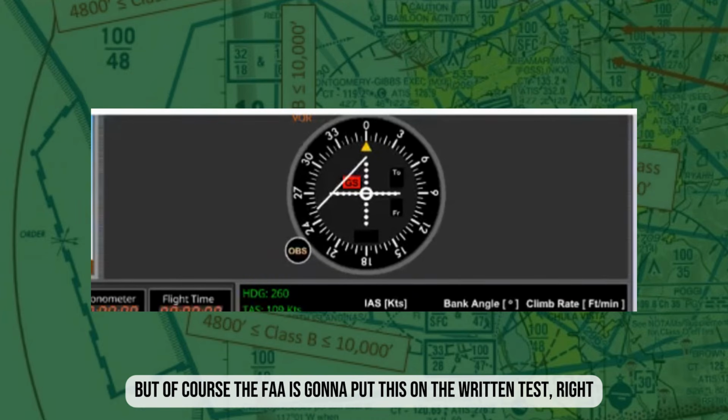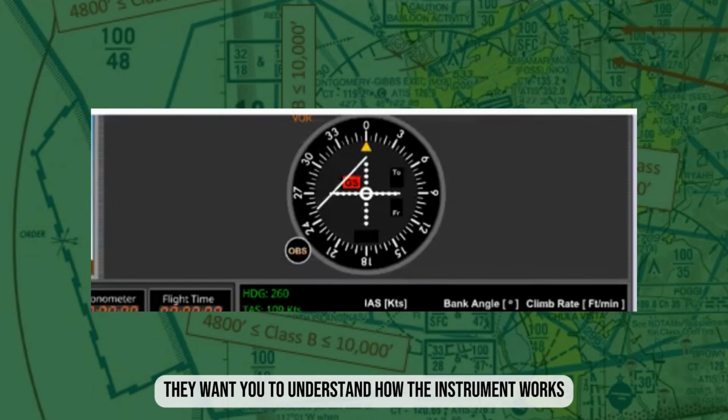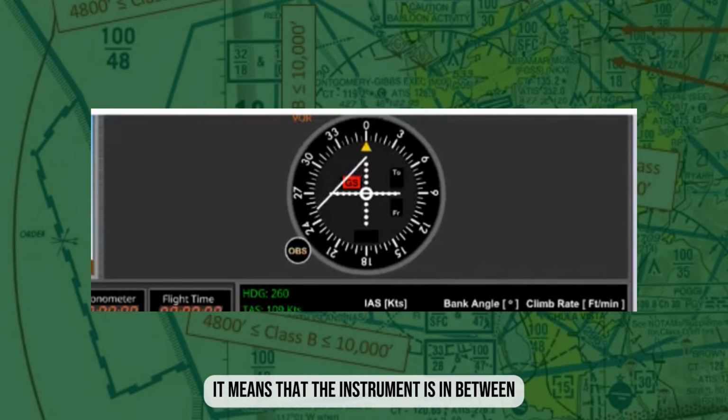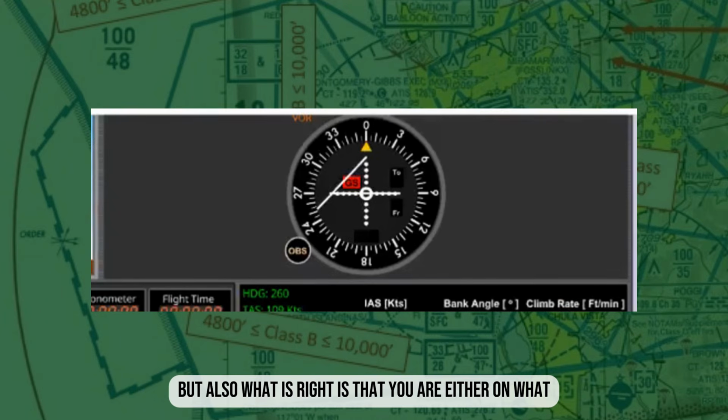But of course, the FAA is going to put this on the written test, right? Of course they are. I get the reason that they do that. They want you to understand how the instrument works. It means that the instrument is directly in between, whether it's on the to side or the from side. If you were directly on top of the VOR, you would be in that cone of silence, and that would be right.